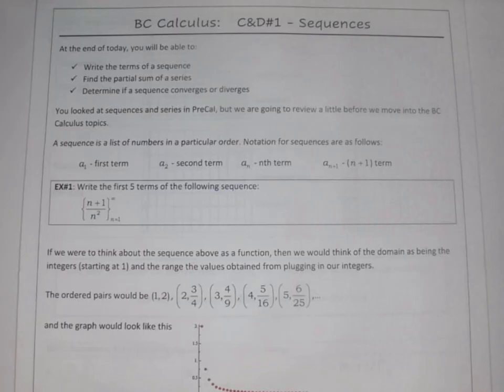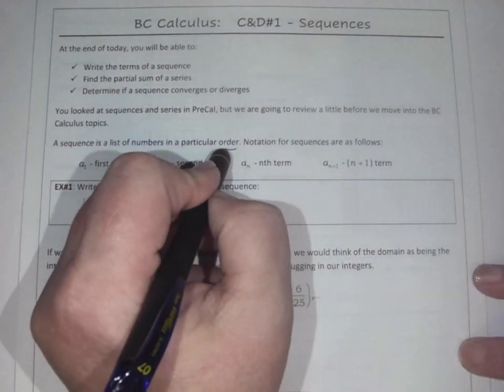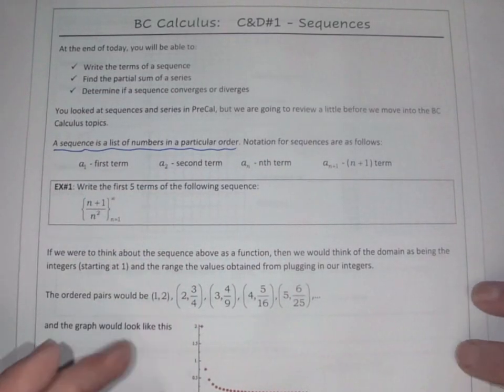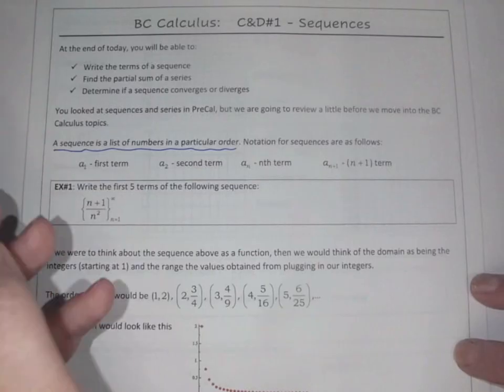You did not look at sequences in AB, so this is a new topic. You looked at them, I think, in pre-cal. At least you used to. I'm not sure anymore. But basically, a sequence is a list of numbers in a particular order, and a lot of times there's a pattern to the numbers.